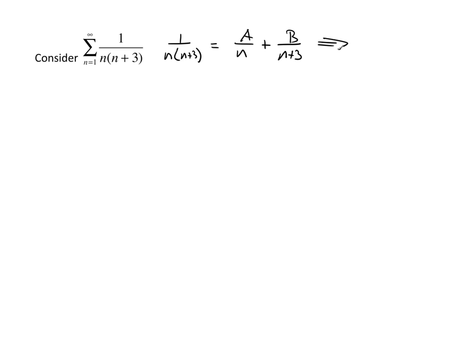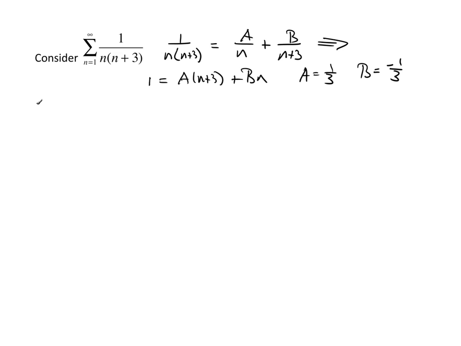That would then give us that 1 is equal to A times n plus 3 plus B times n. When n equals 0, that means that A must be equal to 1/3. When n equals negative 3, B ends up being negative 1/3.